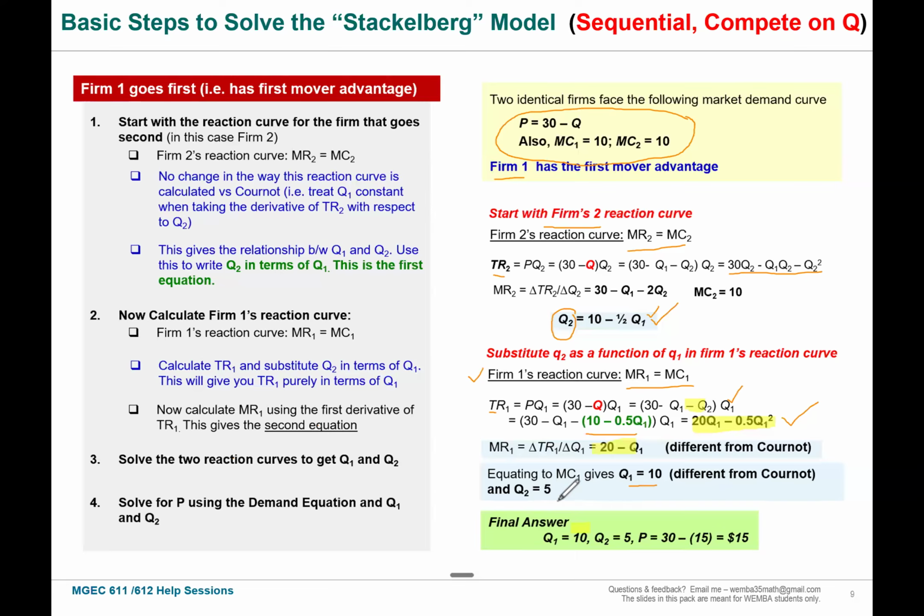Let me pause here and see if there are any questions. Do you see the subtlety here between how we did Cournot versus how we did Stackelberg?